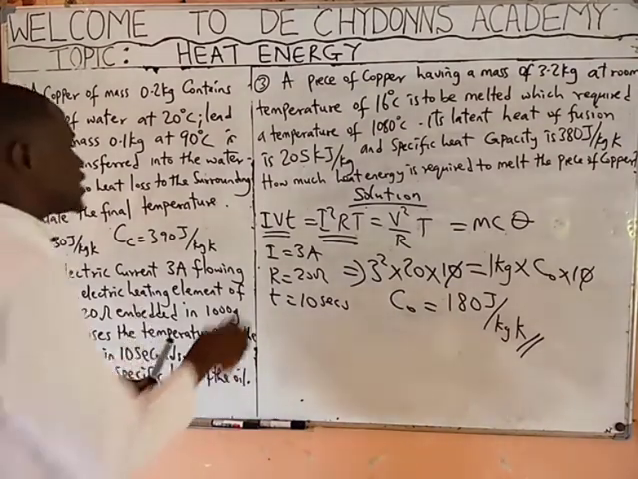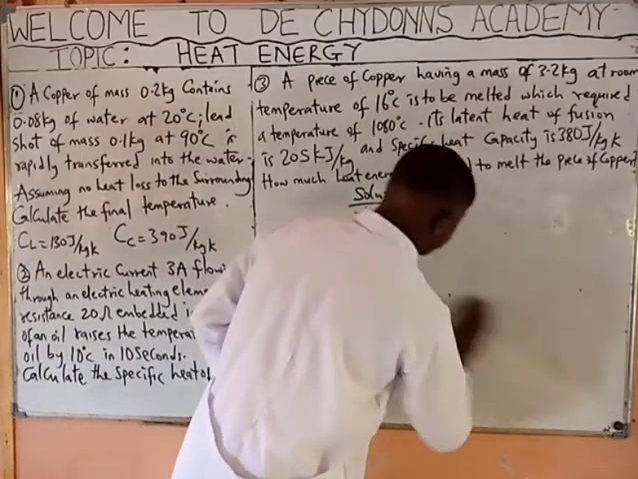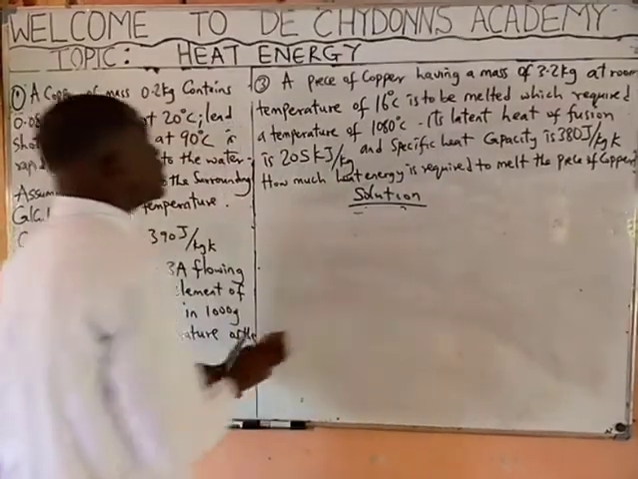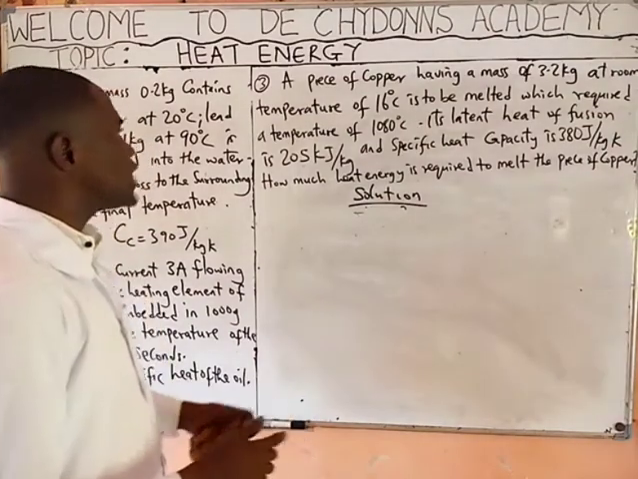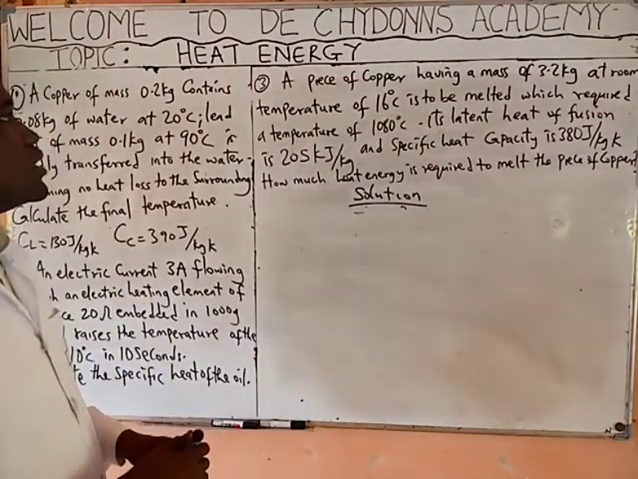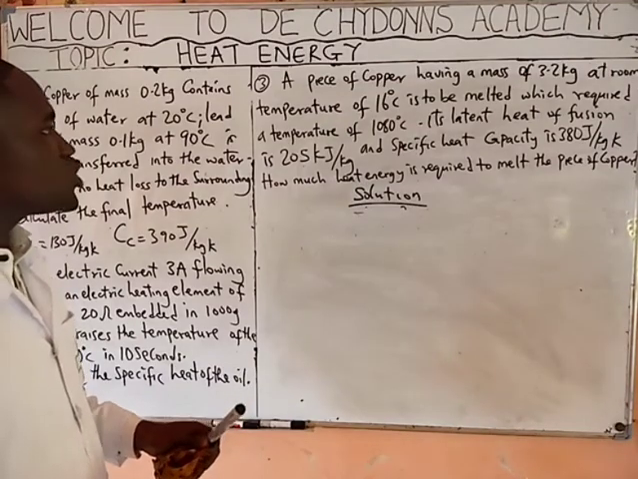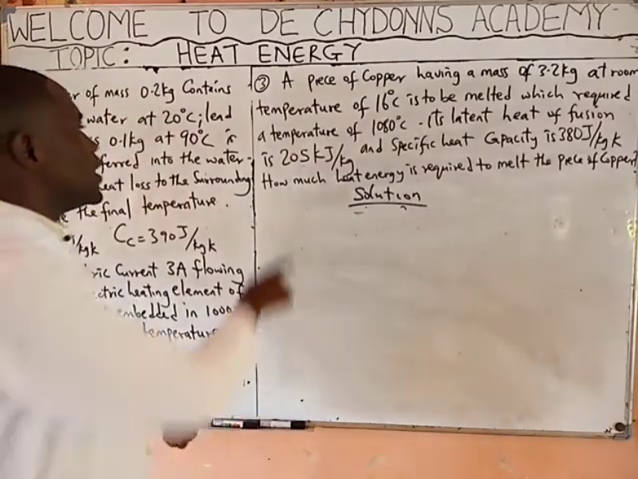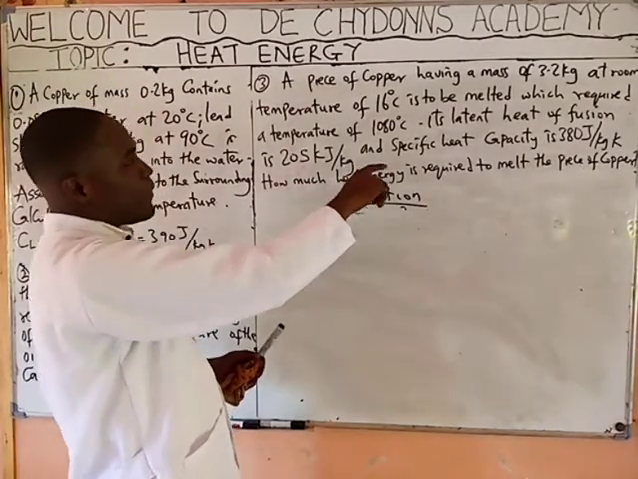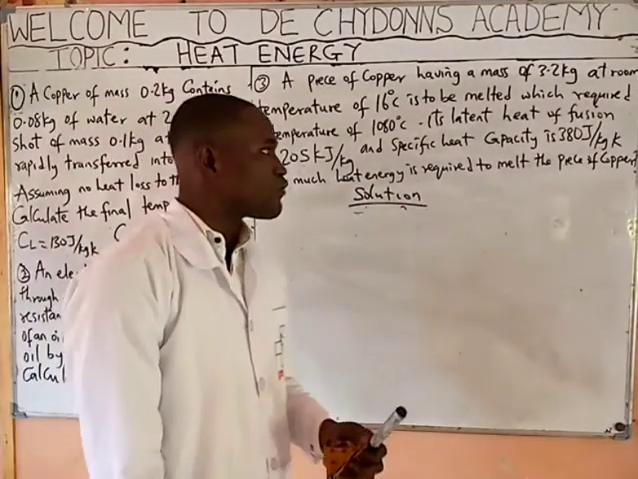Now we go to the last question that says, a piece of copper having a mass of 3.2 kilograms at room temperature of 16 degrees Celsius is to be melted, which requires a temperature of 1080 degrees Celsius. The latent heat of fusion is this, and specific heat capacity is 380. How much heat energy is required to melt the piece of copper?